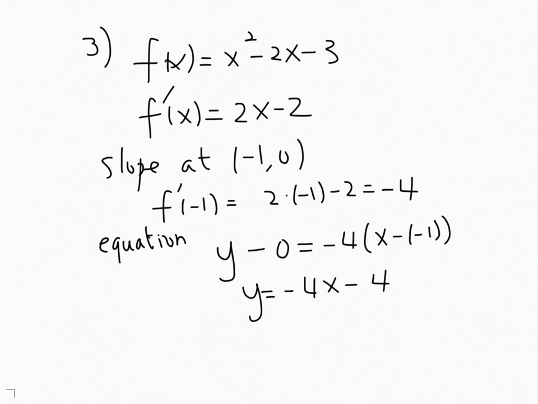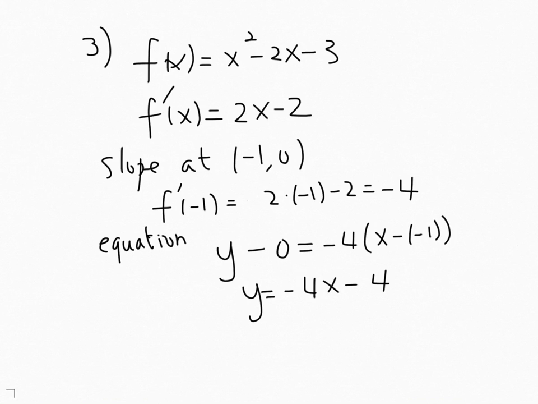Question number 3. f of x equals x squared minus 2x minus 3. Taking the derivative, I have f prime of x equals 2x minus 2. Finding the slope at (negative 1, 0), I plug in negative 1 for x, and it turns out to be negative 4. Writing out the equation of the tangent line passing through (negative 1, 0).